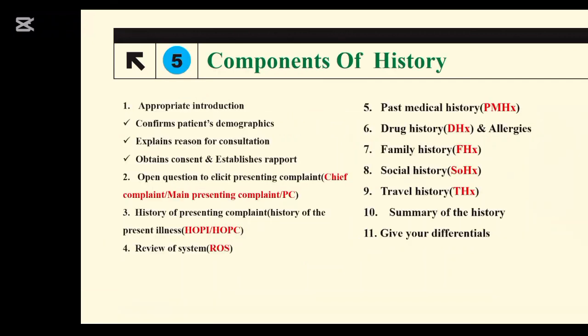Right. So now the question that comes there is, what are the components of the history? There are about 11 things that you need to know about the components of the history. The first one is appropriate introduction. So in here, you're going to confirm the patient's details, demographics, which are the particulars, and explain the reasons for consultation.